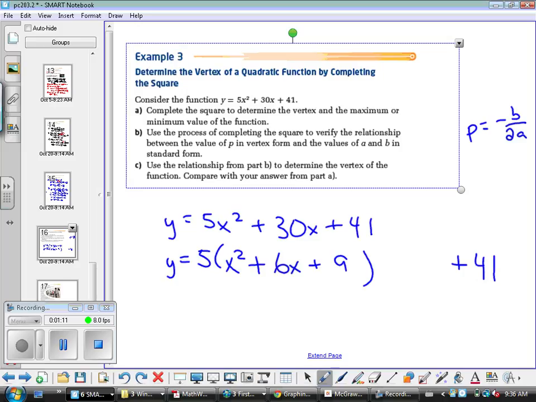What have I done? Well, I've actually added 45 here because I added a 9 that's multiplied by a 5. So I'm going to subtract the 45 to undo that so I don't actually change my function. Don't want to do anything that actually changes my function. And I end up with 5 times (x plus 3) squared minus 4.